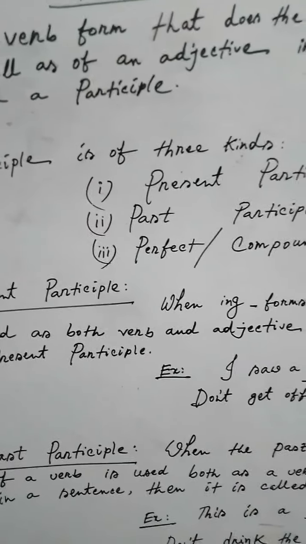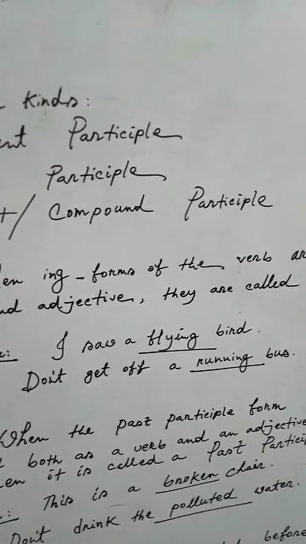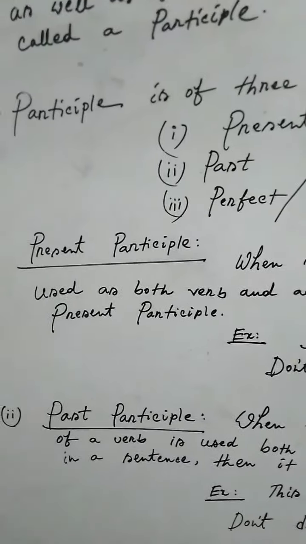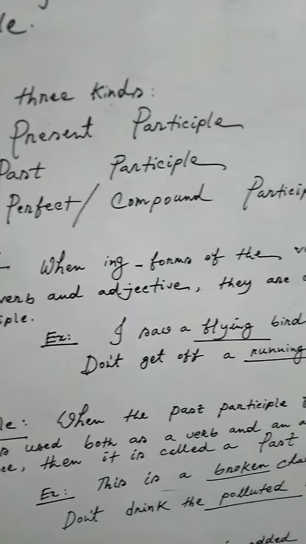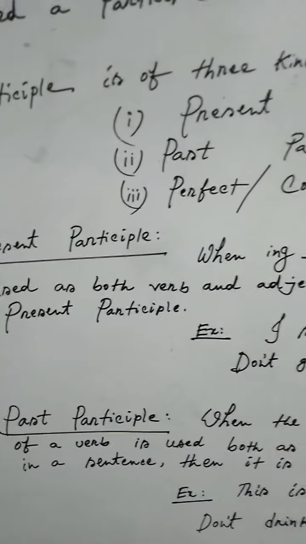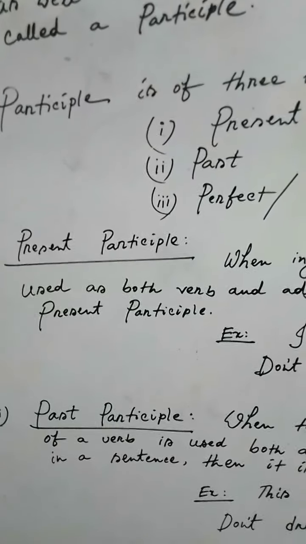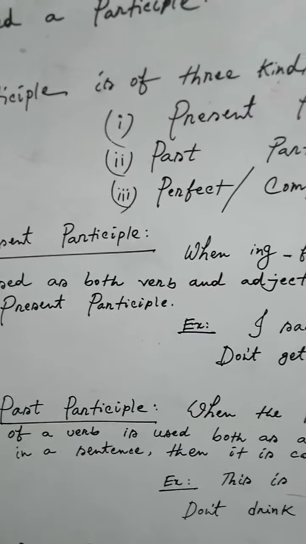The definition of present participle is when ing forms of the verb are used as both verb and adjective, they are called present participle. That means present participle acts like an adjective in a sentence, but it must have the ing form of a verb.